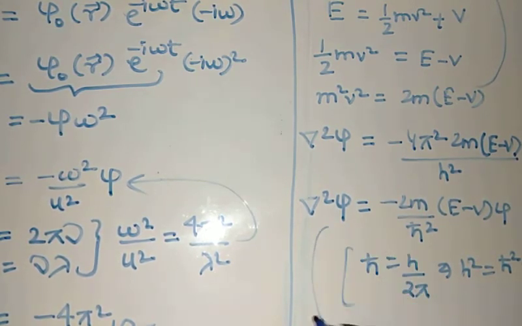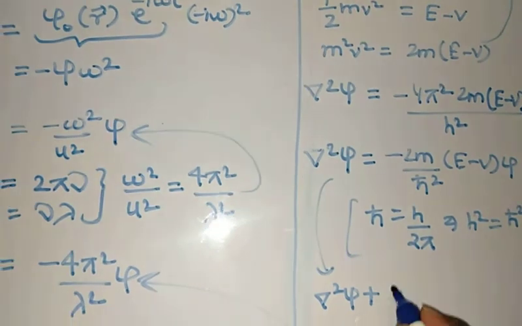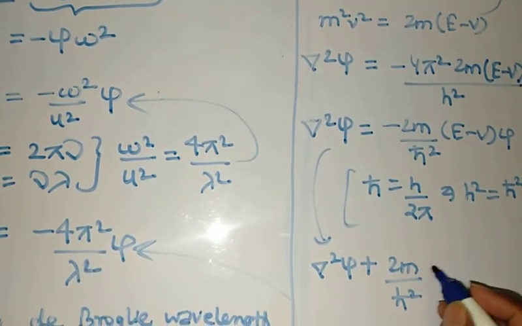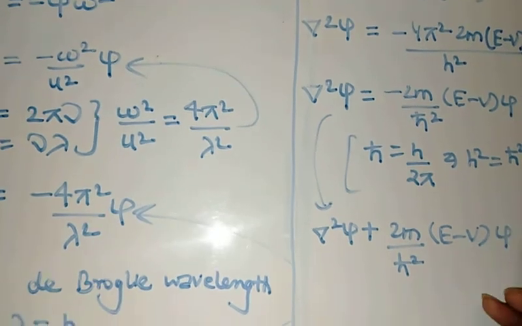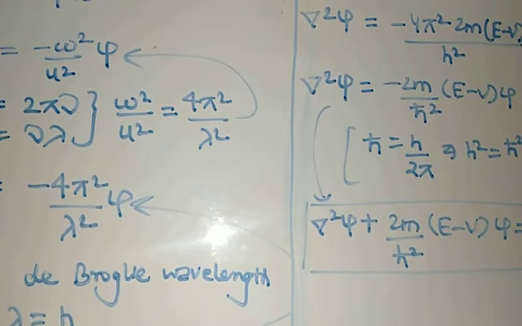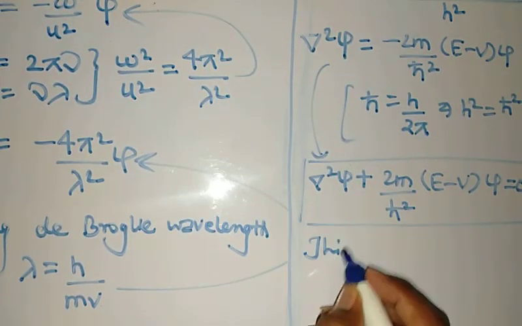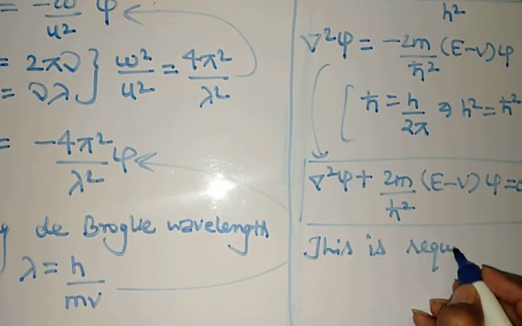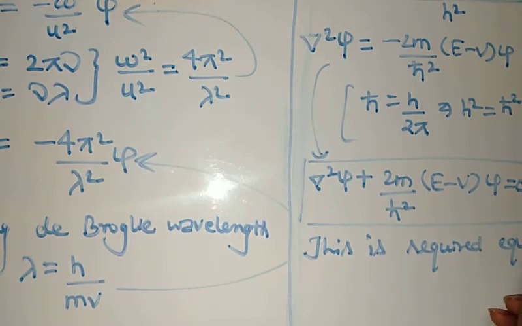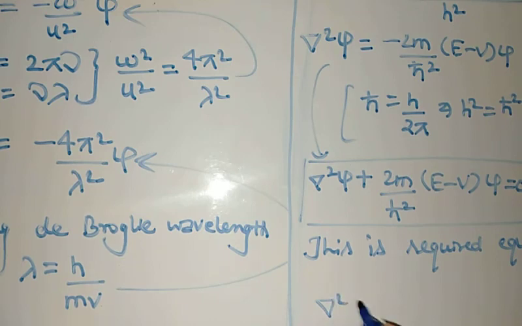So again this will be del square psi plus 2m upon h cut square E minus V psi is equal to 0. So this is what we know. This is the required Schrodinger equation. Here del square is an operator.